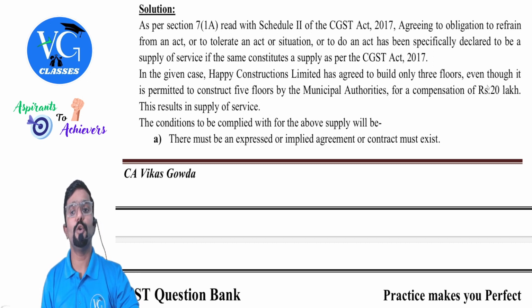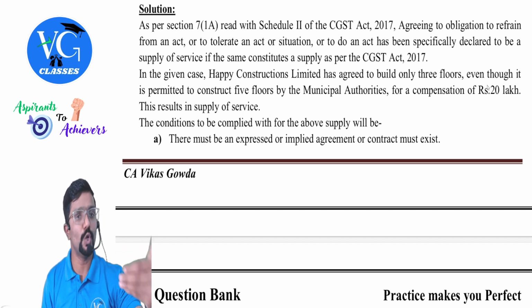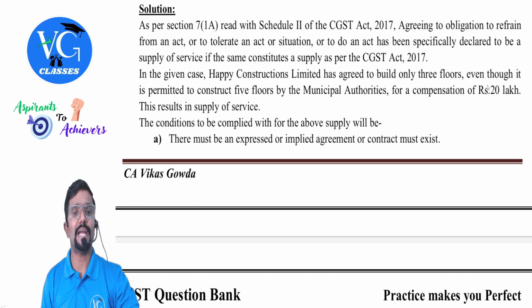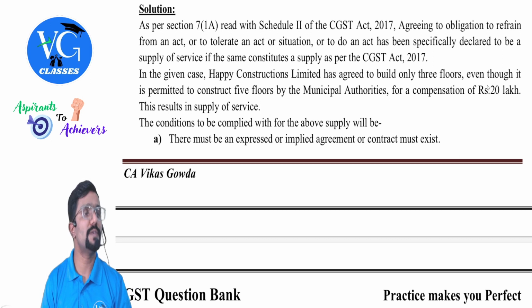Agreeing to an obligation to refrain from an act, or to tolerate an act or a situation, or to do an act has been specifically declared to be a supply of service if the same constitutes a supply as per CGST Act 2017. Refrain from an act means what? Not to do. In the given case, Appy Construction Limited has agreed to build only 3 floors, even though it is permitted to construct 5 floors by municipal authorities, for a compensation of 20 lakh. This results in supply of service.